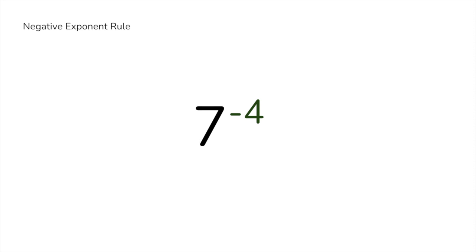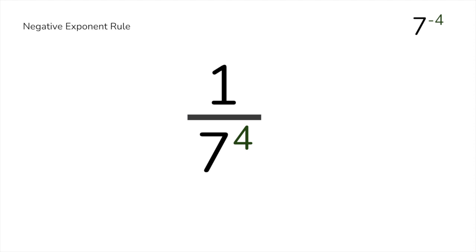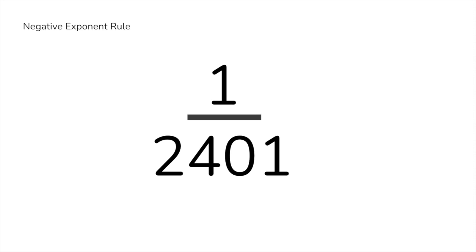7 to the negative fourth power. Since this is a negative exponent, we flip the number over to get 1 over 7 to the fourth power. We then do 7 times 7 times 7 times 7, which gives 2401, meaning that the final answer is 1 over 2401. Those are the 4 basic rules of exponents that you have to know for now.